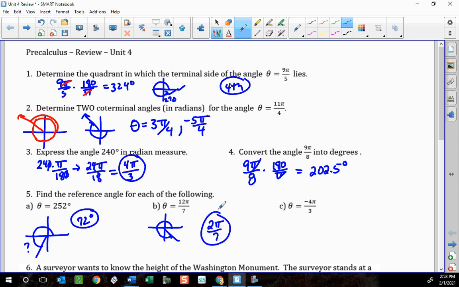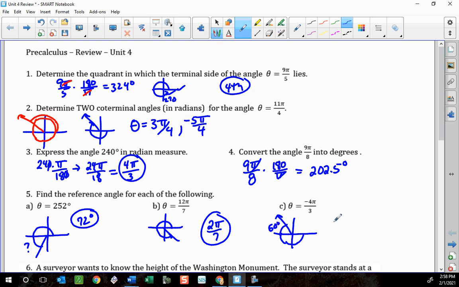And another way to think about that is to just take 2 pi and subtract 12 pi over 7. You'll get 2 pi over 7. Alright, so negative 4 pi over 3. This is one we recognize. Pi over 3 is 60. So 1 pi over 3, 2 pi over 3, 3 pi over 3. So that would be 4 pi over 3. That would put me right there. So basically what I've done is I've gone 60 degrees past the x-axis.